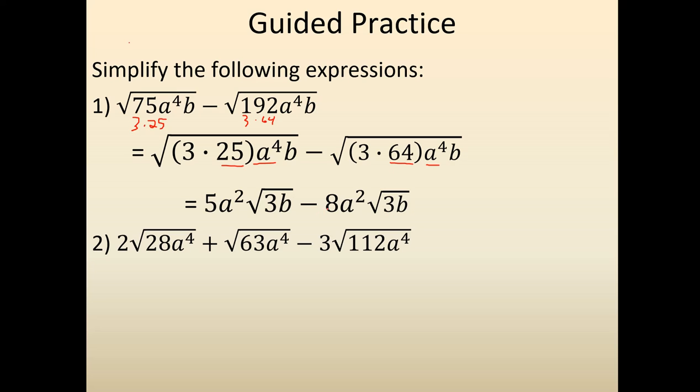From here, now I'm just looking at the coefficients. The a squared radical 3b is the same. So I'm going to look at the 5 and I'm going to look at the minus 8.